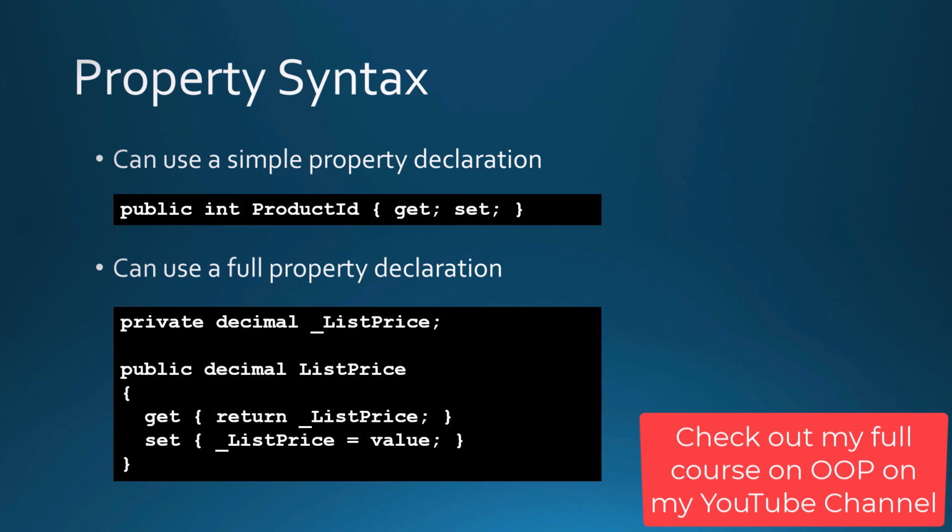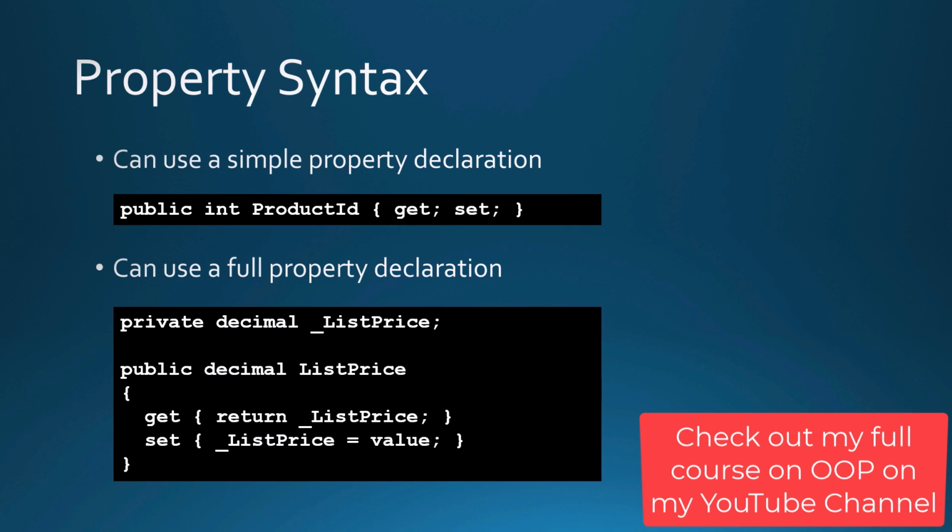We can also do a full property declaration. In this case, you create a private variable. Private just means it can't be seen outside of the class. Private decimal _listPrice. Now, underscore is a convention. It's typically used for private variables within a class.